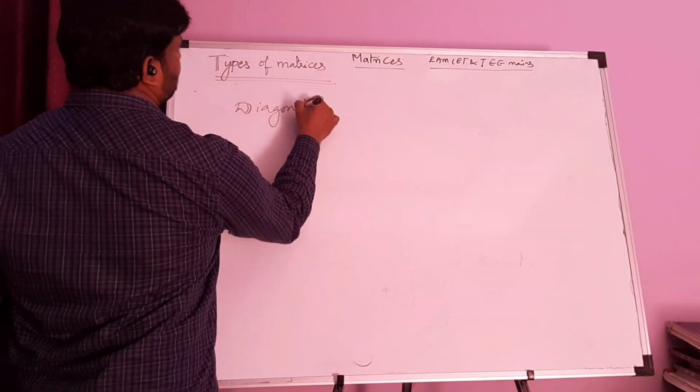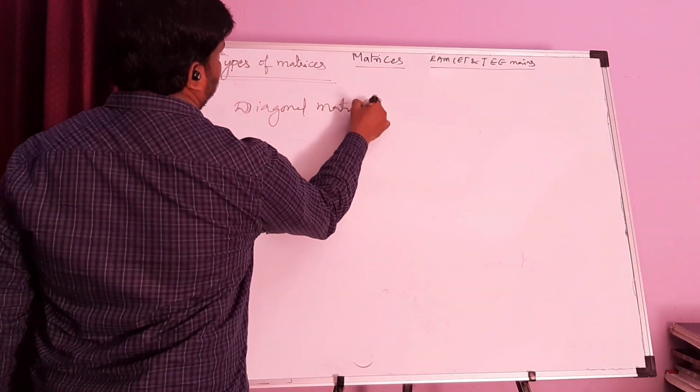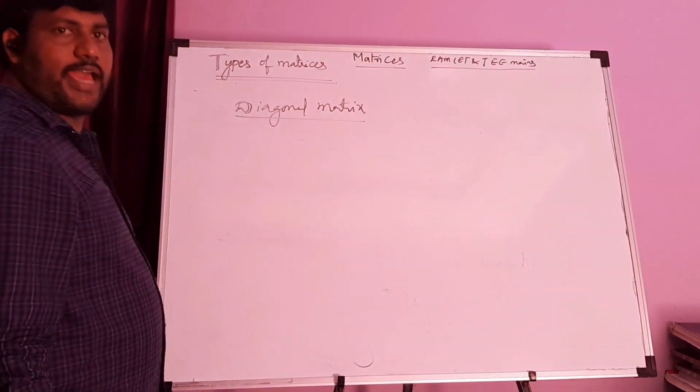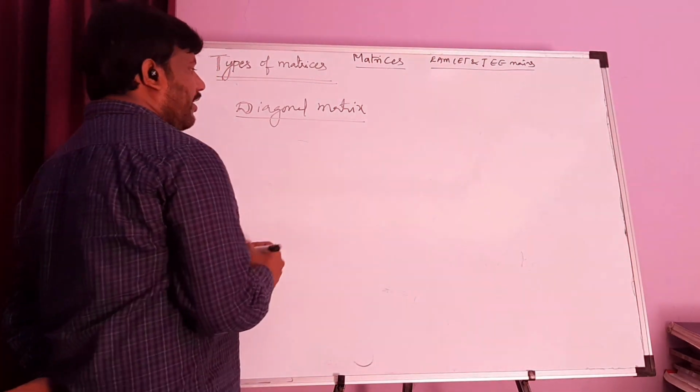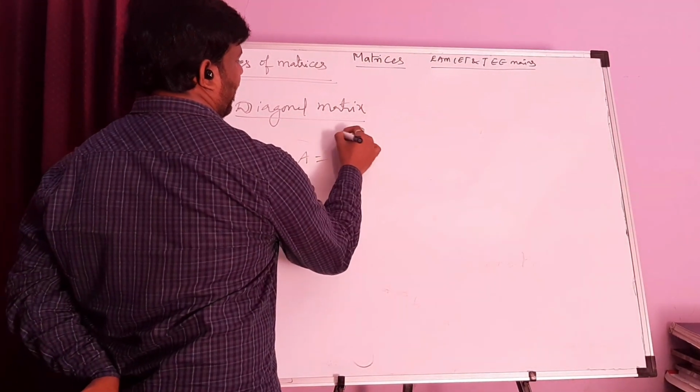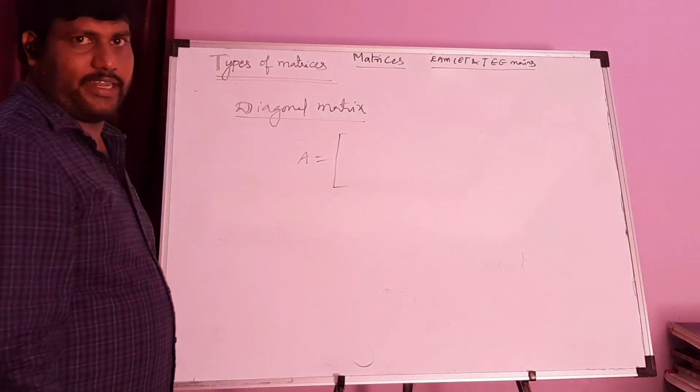Diagonal matrix, as the name implies. Diagonal elements are different; a diagonal matrix is different. In a diagonal matrix, let us see the non-principal diagonal elements.